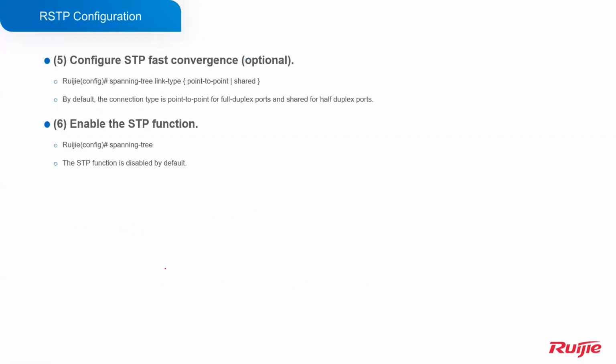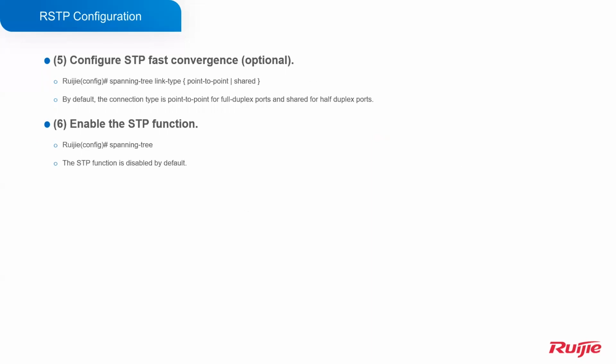Next is faster convergence. Change the link type: stp point-to-point or stp shared. By default, the connection type is point-to-point for full duplex ports and shared for half duplex ports. And last, enable the STP function. Since the STP function is disabled by default, you should manually enable it by using the command stp enable. Okay, this is about the running principle of RSTP.